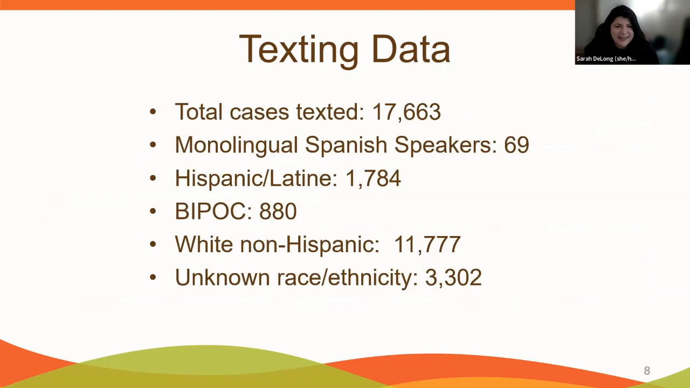So looking at some of the data, since March 21st, 2022, we've texted 17,663 cases. We did identify 69 of those as monolingual Spanish speakers. However, we know that number is underreported and a little bit lower than the reality. And 1,784 were Hispanic or Latine, 880 were BIPOC, and white non-Hispanics were 11,777. And we did have a significant portion of cases with unknown race or ethnicity at 3,302.